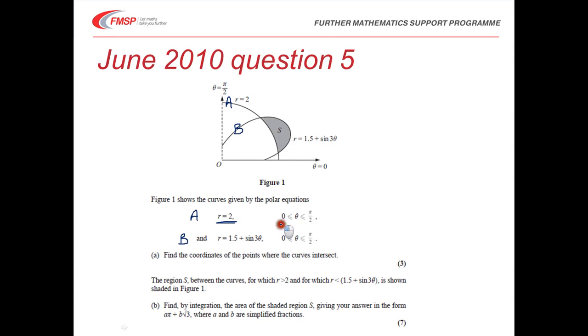You're given that the angles are between 0 and pi over 2. So you're shown the whole of the bit that we're interested in. The first part of the question is asking for the points of intersection. That's this point here and this point here. And then the region S between the two curves, where r is bigger than 2 and less than 1.5 plus sine 3 theta, shaded there. You're asked to find that area by integration. Well, there isn't any other sensible way of doing it. You're told your answer will come in this form here, so a multiple of pi plus a multiple of root 3. And in order to get full marks, you will need to make sure that you have written a and b as simplified fractions.